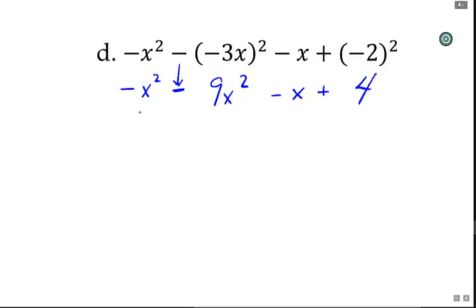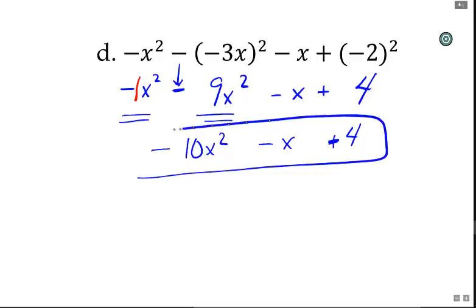We combine our x squareds, and we get negative 10x squared. I hope you remember that there's an invisible 1 in front of the x. Then we have our final part of the problem, which is minus x plus 4. Maybe you remember from Algebra 1 that this would be called a quadratic because of the degree 2, trinomial because of the 3 different terms.